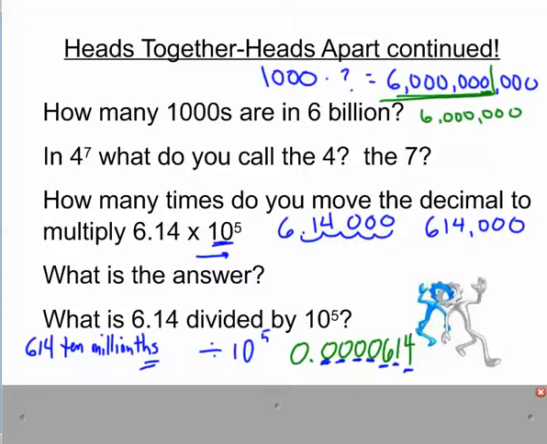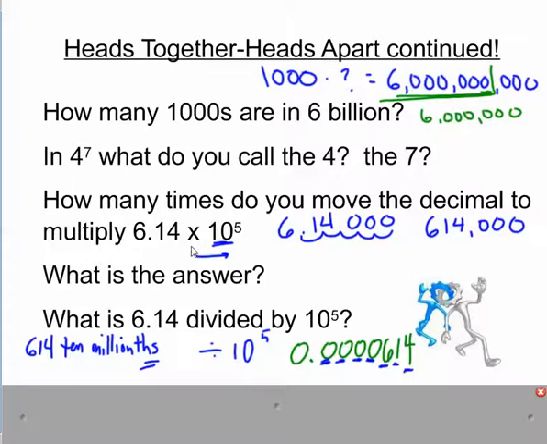All right, more heads together, heads apart, and you did these problems together. So you had to find out how many thousands are in 6 billion, which gave some of you a little bit of a struggle. Well, if you write out the number 6 billion, and again, go to the thousands place, everything to the left of that is your answer, and that's 6 million. Also think of 1,000 times what number will give me 6 billion? Well, that number is 6 million. In 4 to the 7th power, 4 is the base, 7 is the exponent.